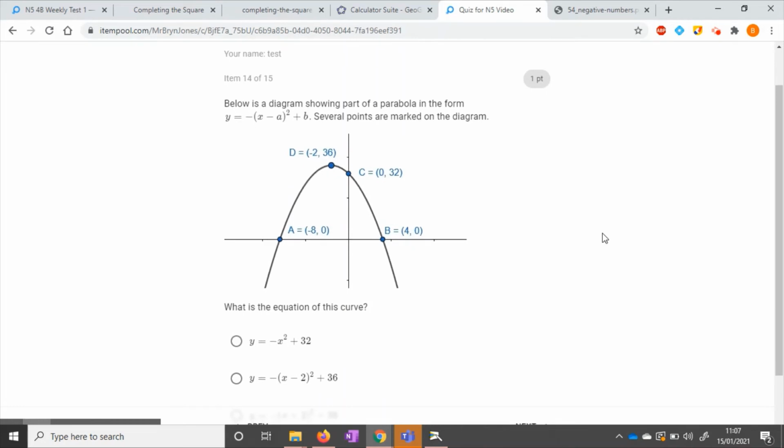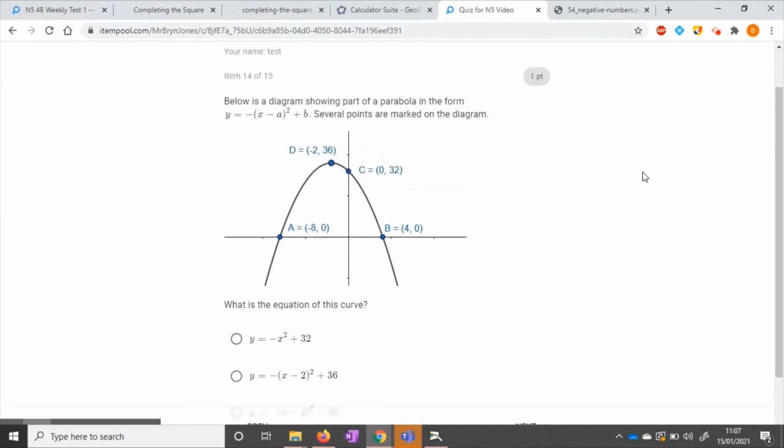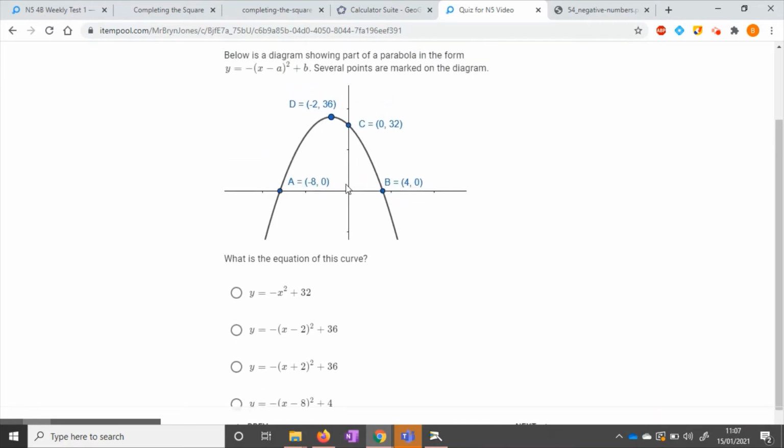Next question. Below is a diagram showing part of a parabola in the form y equals -x take a squared plus b. Notice the negative, and that explains why we've got an N shape. Several points are marked. What is the equation of this curve? Okay, so we've got a few different options. First thing to note is A and B are the roots, and so we're not interested in those. C is the y-intercept, and we're not interested. A, B, and C are not relevant to us. D is the turning point, and D is what we care about.